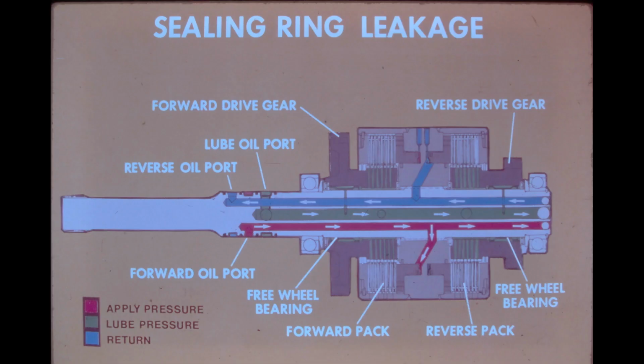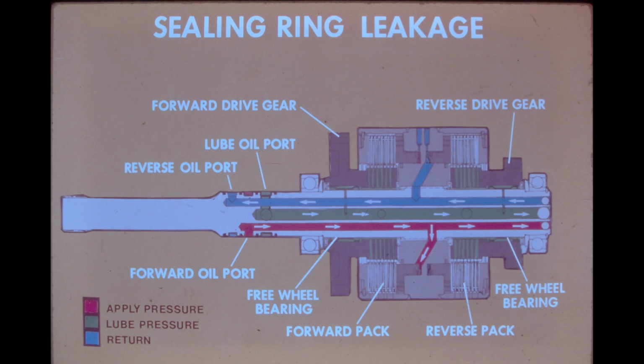This illustration shows the directional clutch pack shaft engaged for forward drive. Apply pressure oil and lube oil is shown entering at the left to flow through drilled passages in the shaft. The lube pressure gauge should remain in place and be observed when clutch pack pressures are checked.